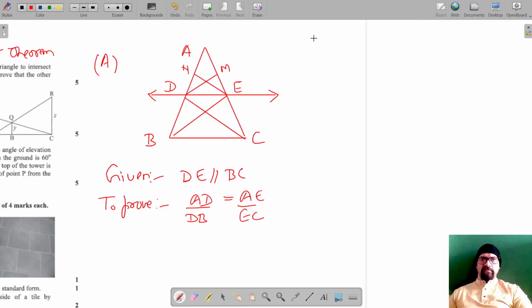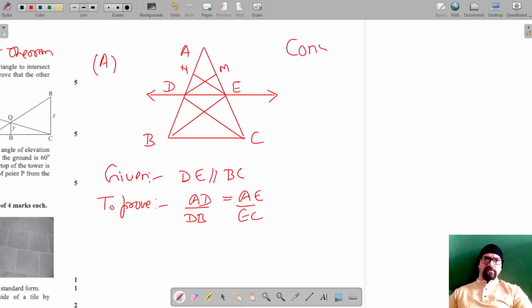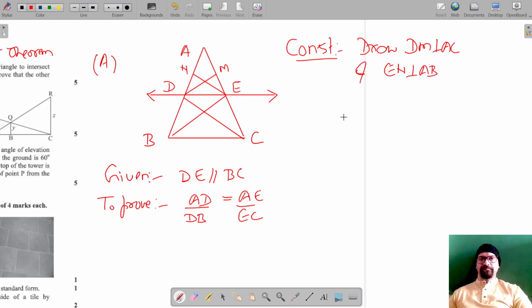So this is DM and this is EN. So the construction I have done here is draw DM perpendicular to AC and EN perpendicular to AB. Now let's start with the proof.